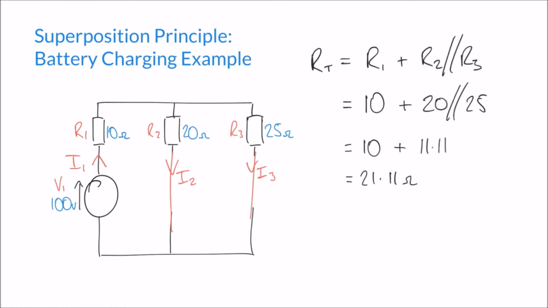Now we can calculate our supply current, the current I1 that's leaving our supply. Our 100 volt supply encounters a total resistance of 21.11 ohms, and so we can say that I1 is equal to our supply, 100 volts, divided by our resistance, 21.11. So Ohm's law being current equals voltage over resistance. And calculating that gives me a result of 4.74 amps.